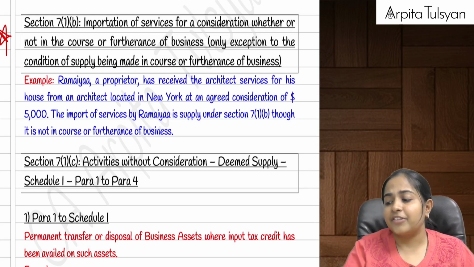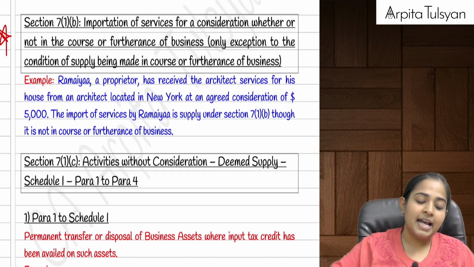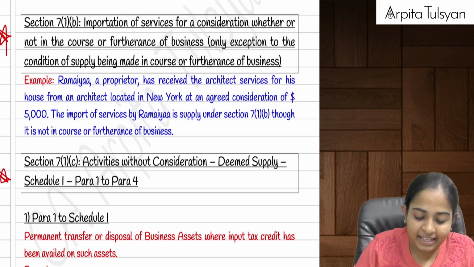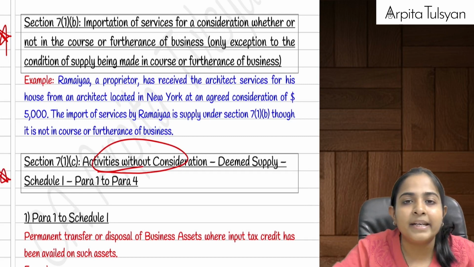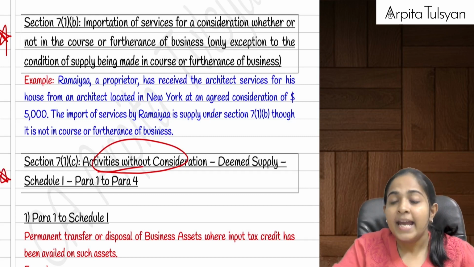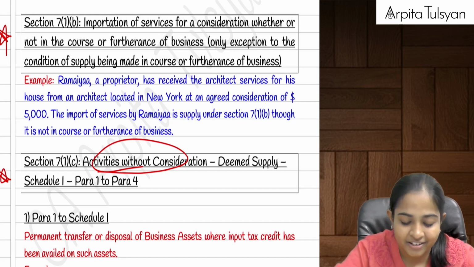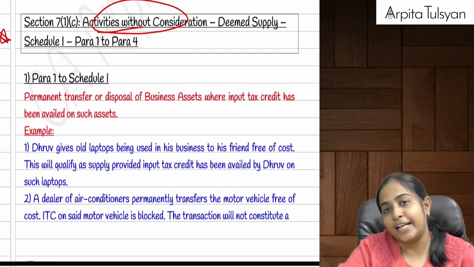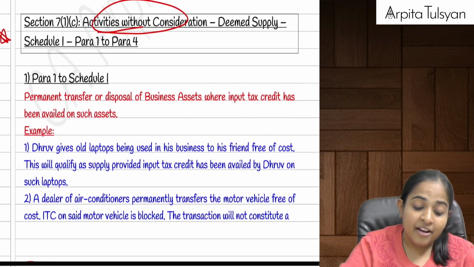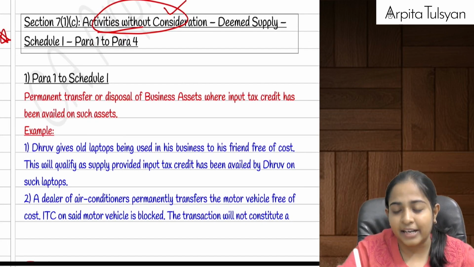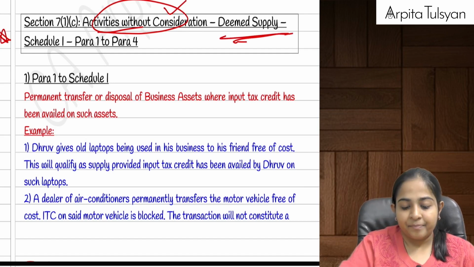Yes. Then after that, section 7.1c. Okay, 7.1c is again important. It talks about activities without consideration. Again an exception. What was common in all the points we have done till now? In all of them, consideration was mandatory. Now we are studying the second exception: the next set of transactions which will be done without consideration, but still will be considered as a supply. Very clear with this?